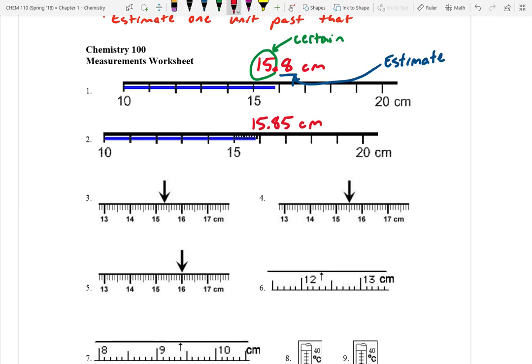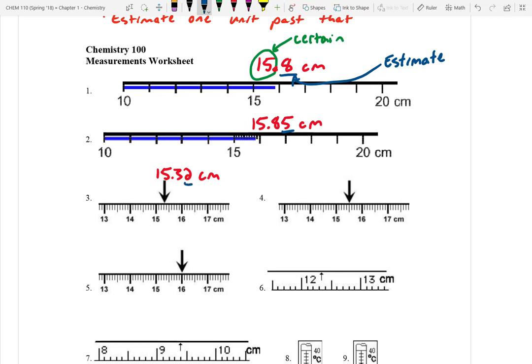All right, number 3. If we look at it, it definitely is between what? Looks like it's definitely between 15.3 and 15.4. We've got hash marks in there for the tenths place. So it's got to be 15.3 something. We want to estimate 1 digit past the tenths place. What do you guys say? 2? Okay, so 15.32 centimeters. Sounds good to me. The main thing to remember is we want to estimate this last digit. It's always going to be estimated.